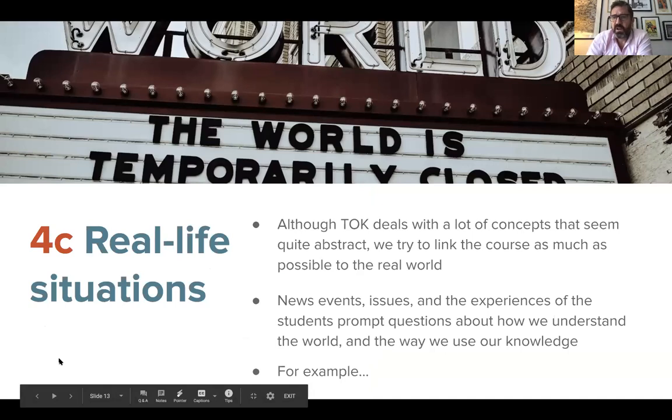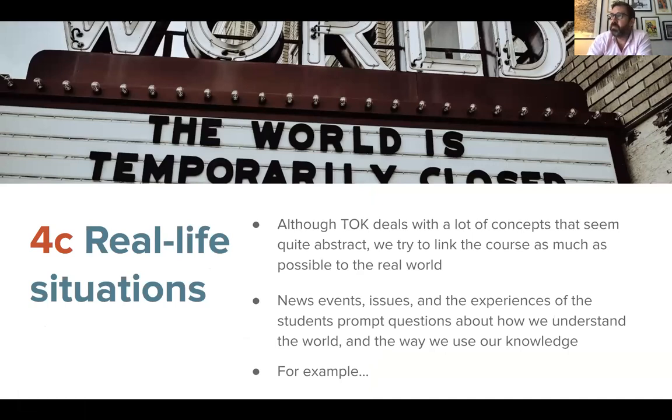Real life situations. So in TOK, and this is what a lot of people perhaps mistake about the course, it seems very abstract. It seems to have a lot of ideas that are not immediately applicable to the real world. The truth is that we try in TOK to apply our concepts, our ideas to the real world as much as we possibly can. Certainly, my approach as a TOK educator is one in which the lessons that I teach, the courses that I design, are driven by real life situations.